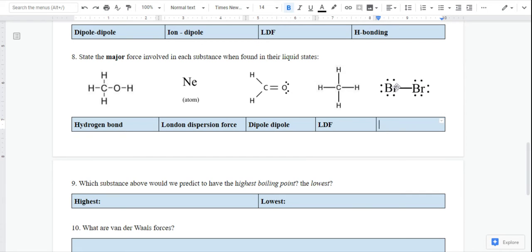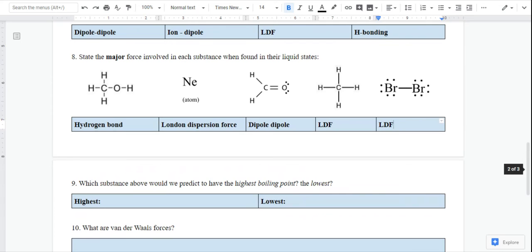Bromine, they're electronegative atoms, and bonded to something of lesser electronegativity like carbon, it would be polar, but bonded to itself, it's nonpolar. So again, it's a London dispersion force.